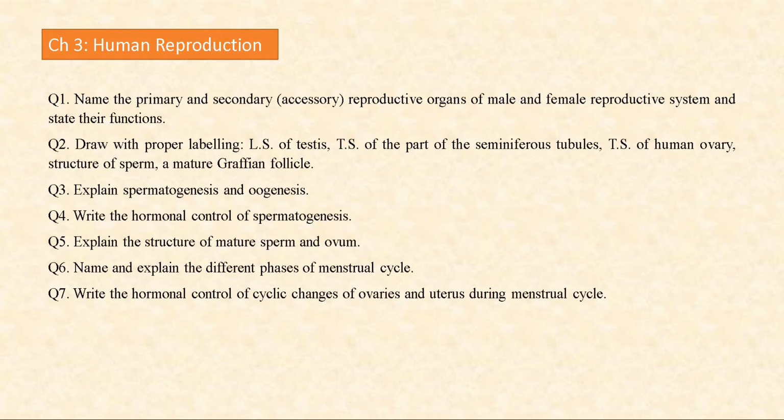Then come to chapter number 3, and the name of the chapter is human reproduction. So the main topics are: name the primary and secondary or accessory reproductive organs of male and female reproductive system, and also you need to read their functions, their importance. Then draw with proper labeling the LS or longitudinal section of testis, then transverse section of part of the seminiferous tubules, transverse section of human ovary, structure of sperm, and a mature Graafian follicle.